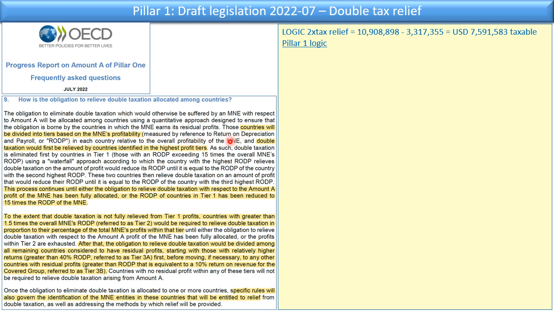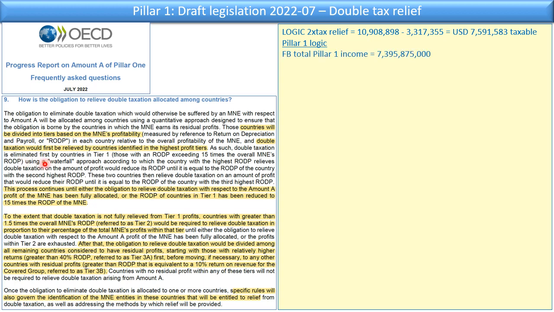Now, we said the profitability of the M&E, the way I understand it, is this 36%, and in Denmark it was 74%, right? And double taxation would first be relieved by countries identified in the highest profit tiers. As such, double taxation is first eliminated by countries in Tier 1, those with the return on depreciation and payroll exceeding 15 times the overall M&E's RODP, using a waterfall approach, right?